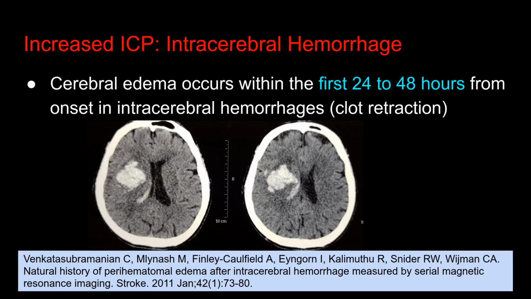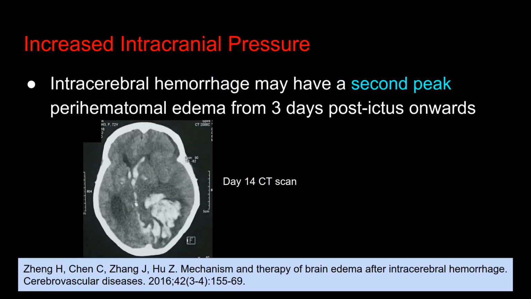This occurs early in the course of our patients with ICH. But a delayed second peak of perihematomal edema can occur from 3 days onwards post-ictus. So something to watch out for, the so-called delayed cerebral edema in patients with intracerebral hemorrhages. So around this intracerebral hemorrhage, you have this swelling around the hemorrhages, causing a very significant midline shift and hydrocephalus over here. You see here the intraventricular extension of that hematoma.